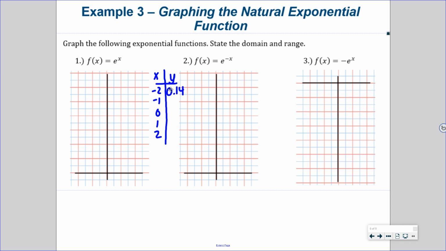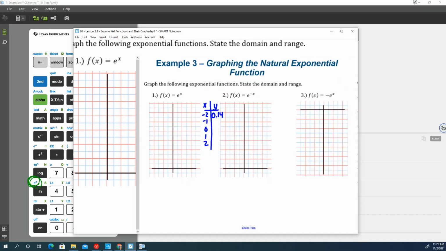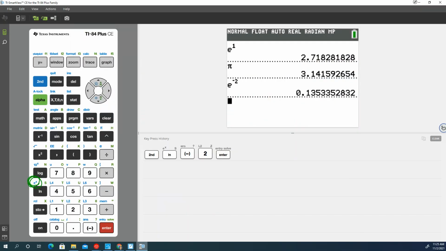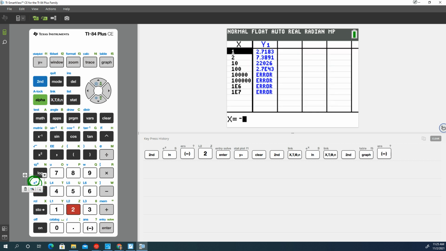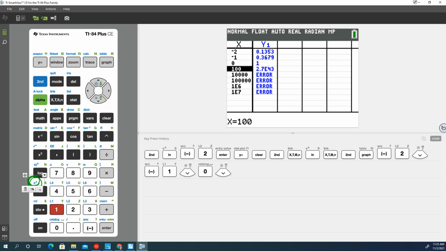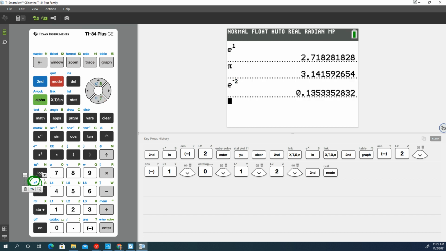Can we put it in Y and make a table for us or not? Yep, you could do that. We could enter it in here: second, e to the x. Oops, hit my ink on accident. E to the x. And you can go to the table: -2, -1, 0, 1, 2. You could do that as well. Nice. But know where the E button is and how to use it.